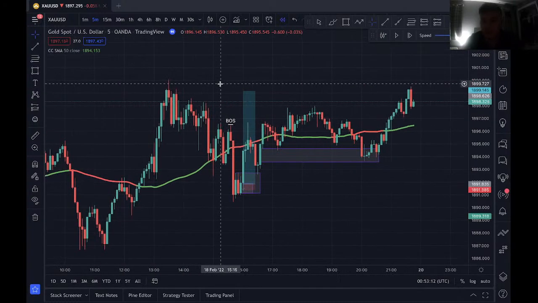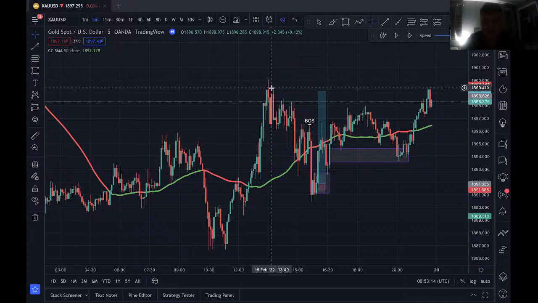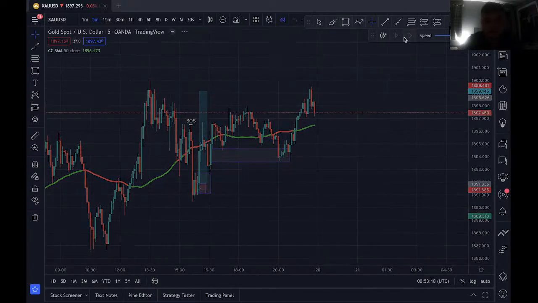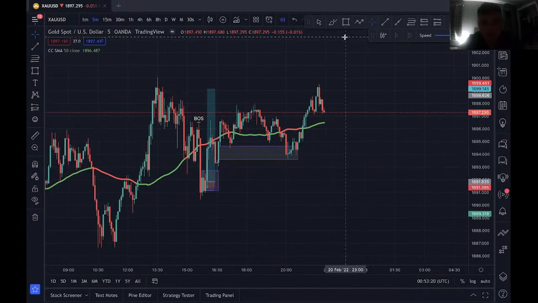And again, now you can look for the sales potentially in this area, because you've got a supply and demand zone up here. We'll see what price does. That's price here right now.